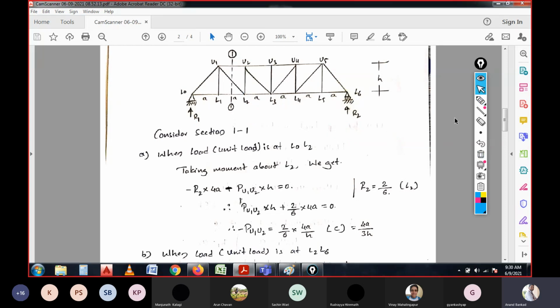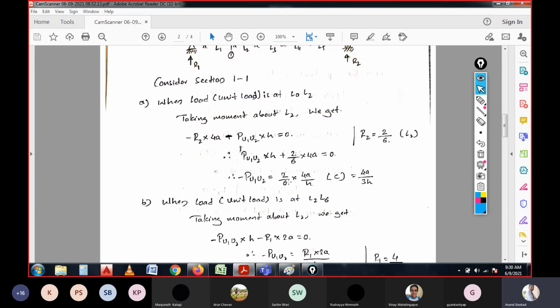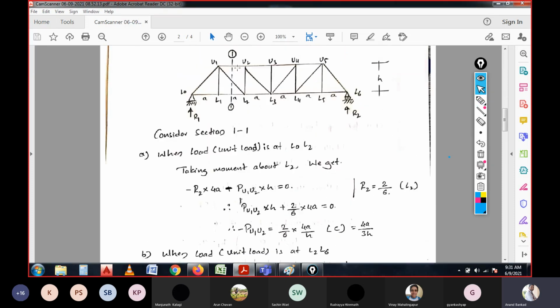So P E1 U2 is equal to 2 by 6 into 4a by h. Once we substitute and calculate, considering the sections over here, we end up with 4a by 3h. The positive sign will be tension, and the negative sign will be considered as compression. So this is the exact equation we have considered for P U1 U2.